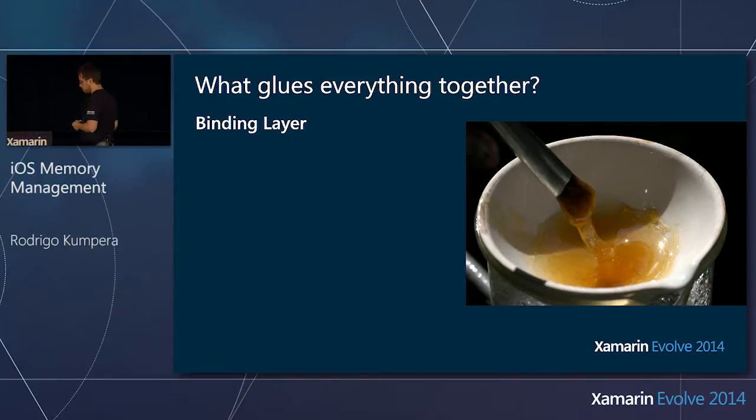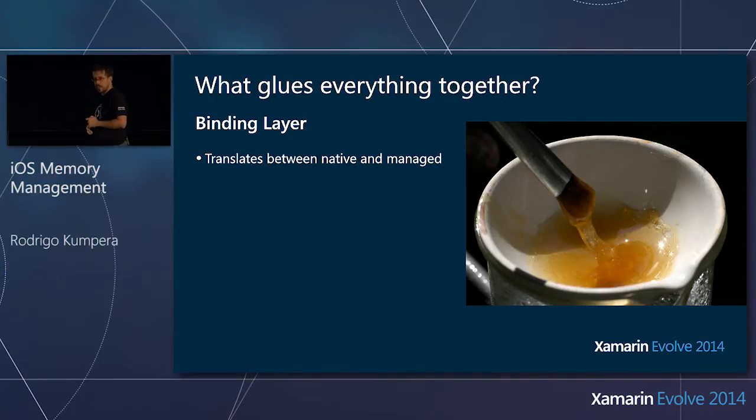So there has to be something that glues those two worlds together, that glues the managed world with the native world. And this glue, we call the binding layer. The binding layer does a lot of things, and some of those are bringing together the two worlds, because we have managed and native, and those two somehow need to talk.